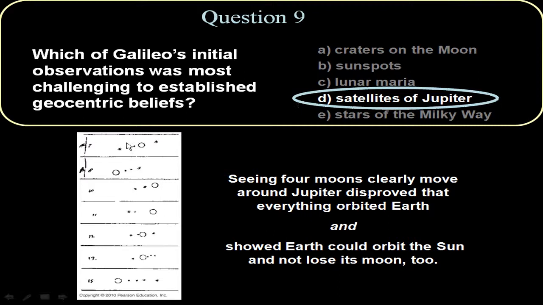Here's Galileo plotting those satellites over the course of days, and you can see them moving around Jupiter, and you can see this with just a nice basic telescope. You can look at Jupiter and see these moons traveling around it from day to day.